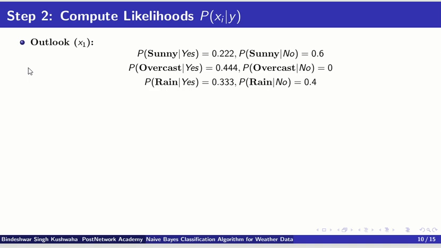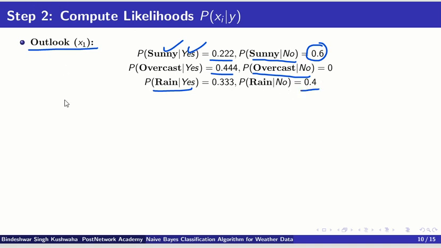Now if we calculate for a feature outlook, so for sunny given yes, that would be 0.22, sunny given no 0.6, overcast given yes 0.44, overcast given no, that is 0, because for a no there is no overcast in the outlook feature, for overcast there is no class no. For a rain given yes 0.333, and for a rain given no 0.4.